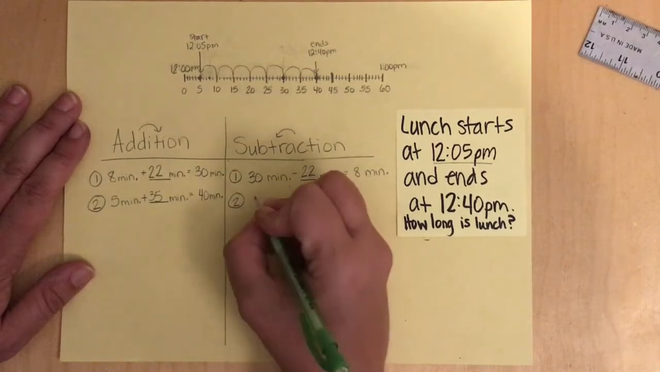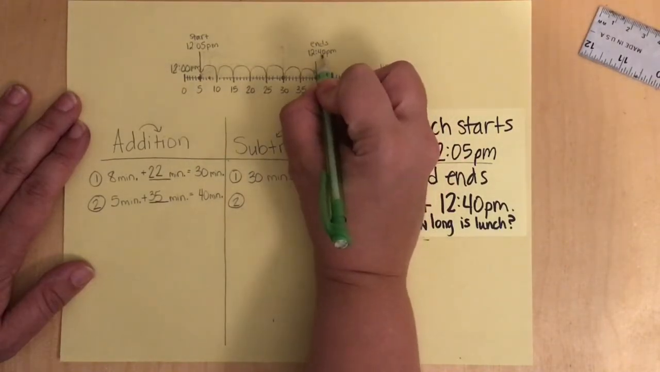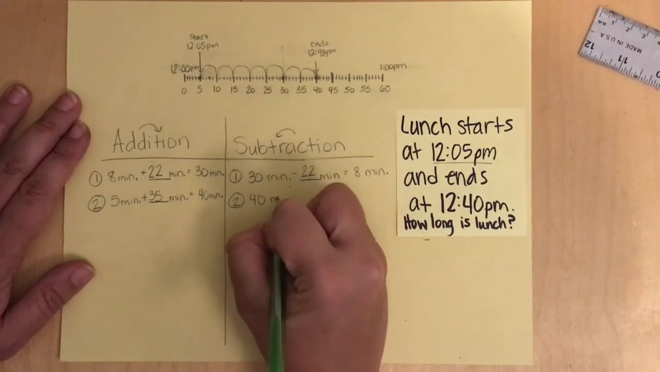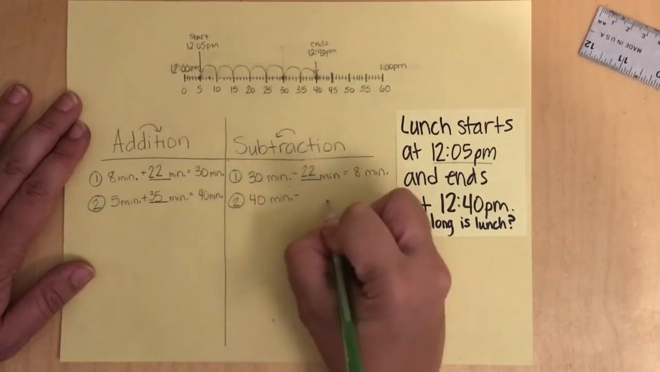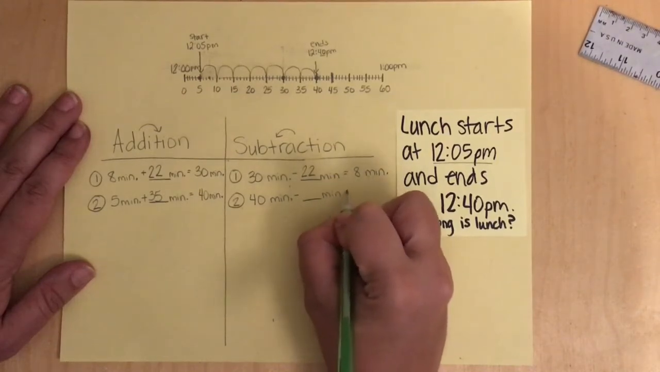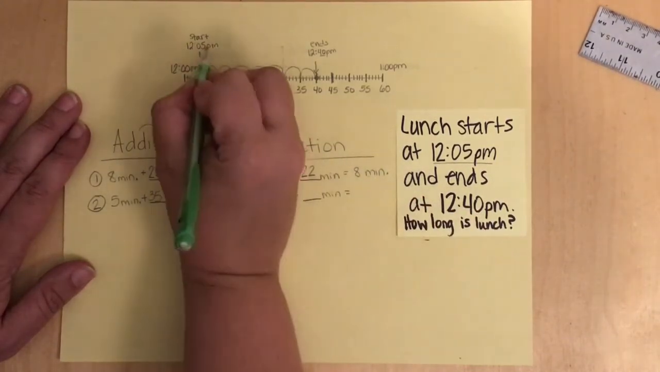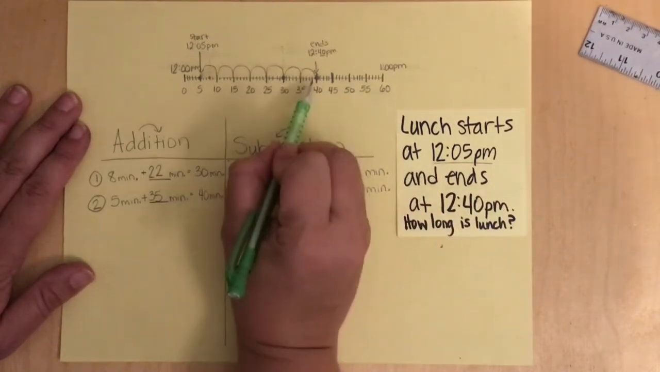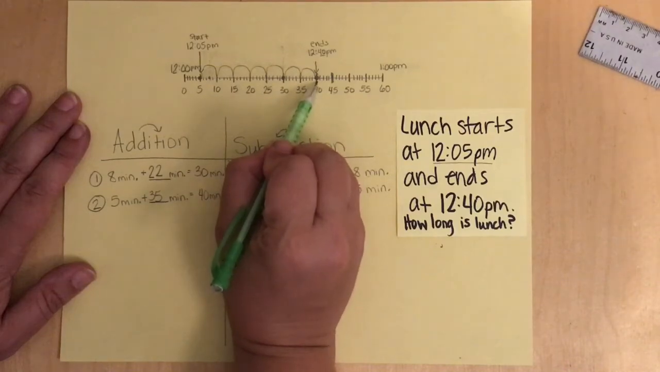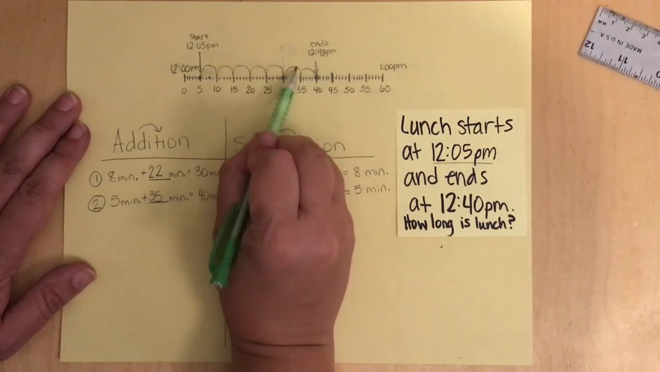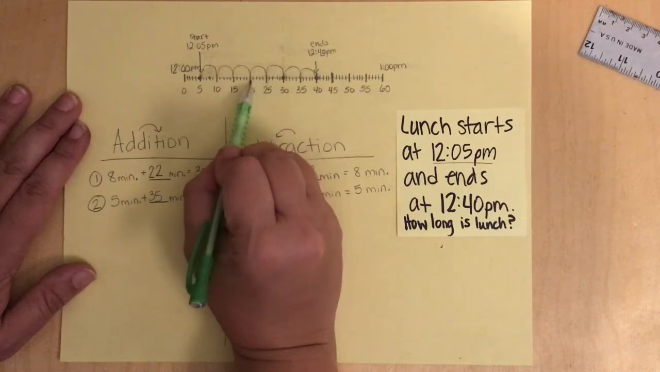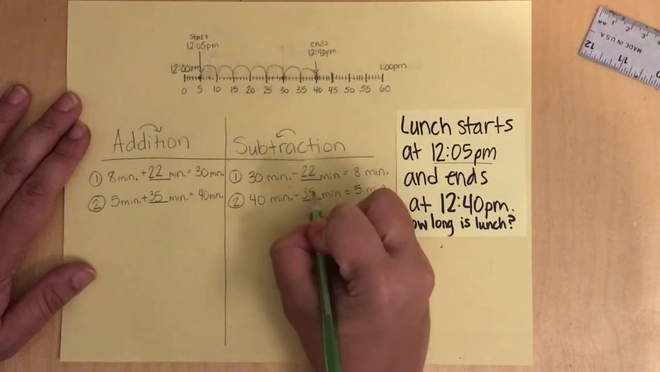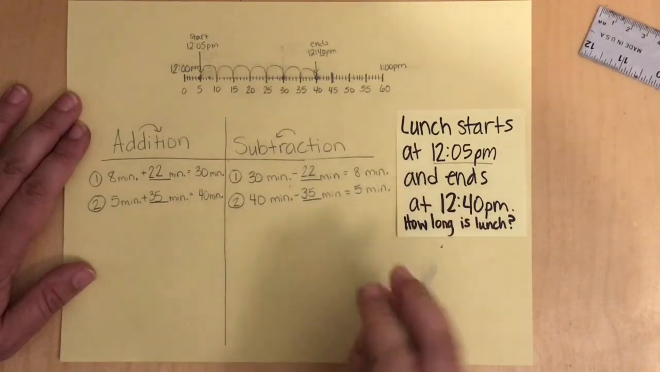You should have written that if we're subtracting, we're starting from our end time. So 12:40, so we started at 40 minutes, and now we're taking away a mystery number of minutes, which equals 5 minutes where we end up at the end. So again, we can count backwards. So if I jump 5, 10, 15, 20, 25, 30, 35. 35 minutes. My answer is still the same.